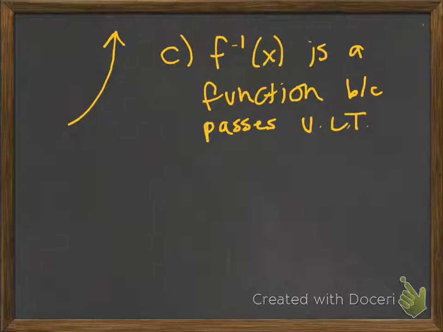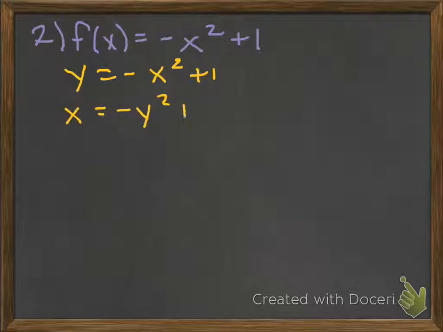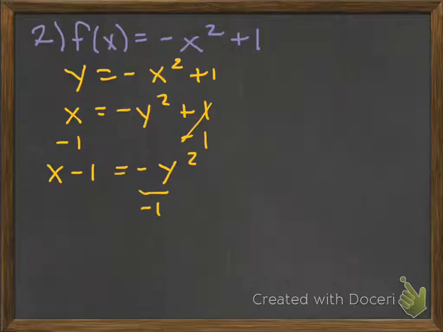Okay, so moving on to number 2. So number 2, we have f of x equals negative x squared plus 1. So y equals negative x squared plus 1. And now we switch x and y, so x equals negative y squared plus 1. We're going to subtract 1 from both sides. And now to get rid of this negative in front of my y squared, we're going to divide both sides by a negative 1.